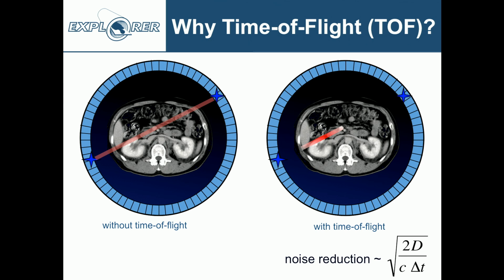That's roughly, the noise reduction is roughly given by this factor here, where d is the diameter of the object or the patient, c is the speed of light, and delta t is the timing resolution. So the better the timing resolution is, the more noise reduction we can get. And so again, we would like to really push that, because once we've got the solid angle and the detector efficiency, the only way to improve the information in an event is through this timing information.